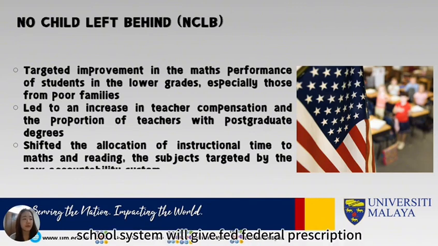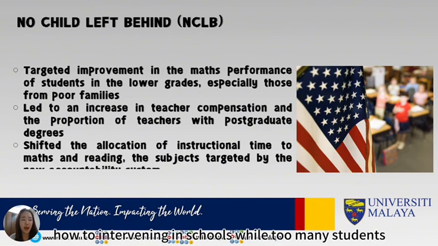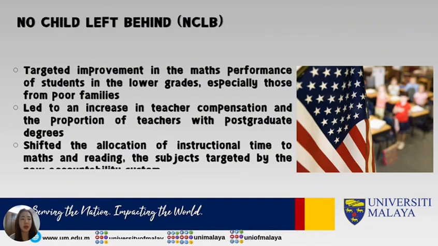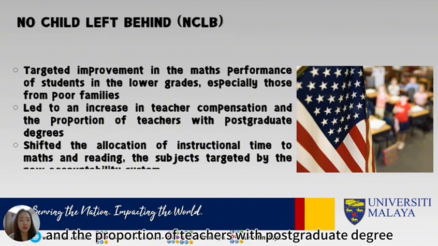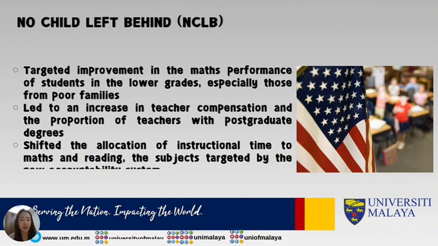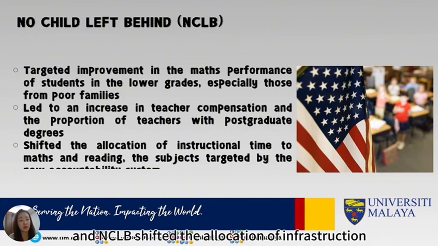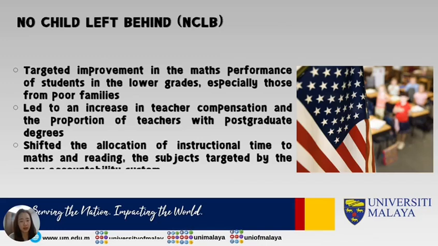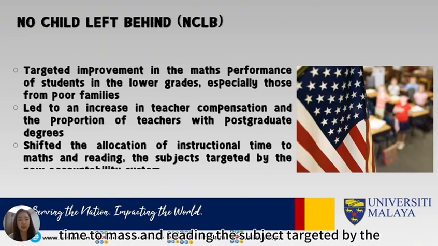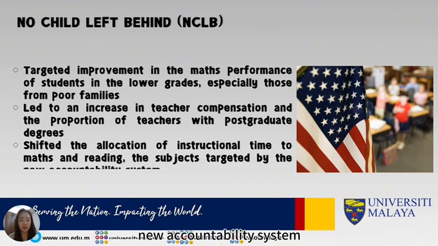School systems were given a federal prescription on how to intervene in schools where too many students were not proficient. So the NCLB targeted improvement in math performance of students in the lower grades, especially those from poor families. And the NCLB led to an increase in teachers' compensation and the proportion of teachers with postgraduate degrees. And NCLB shifted the allocation of instructional time to math and reading, the subjects targeted by the new accountability system.